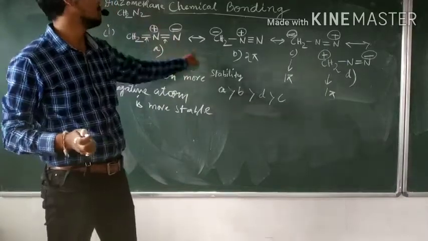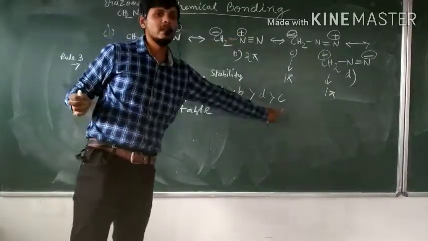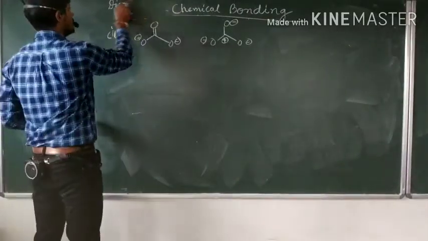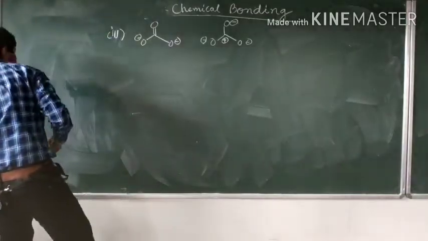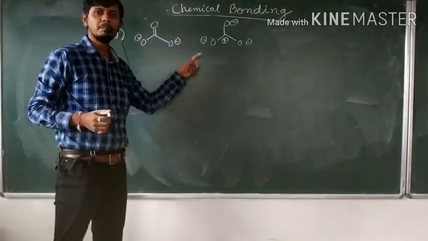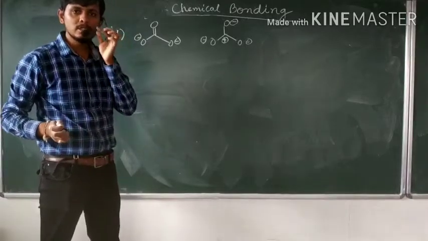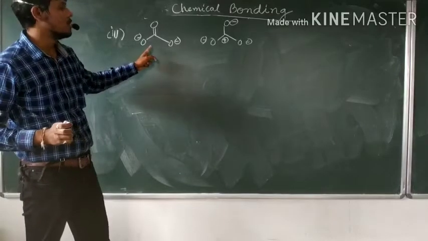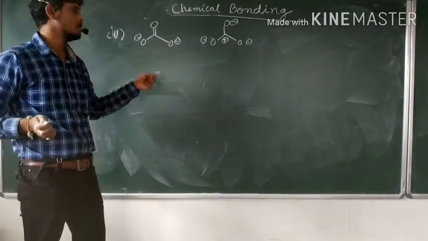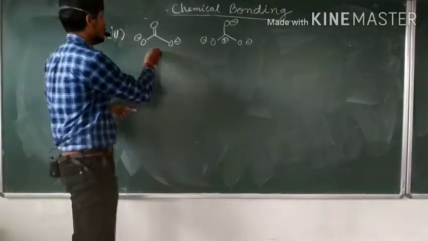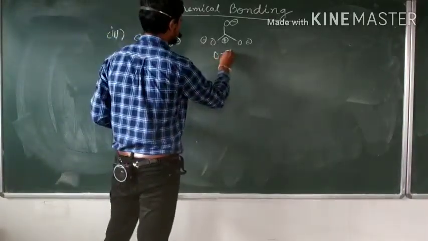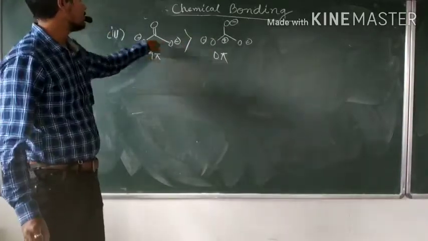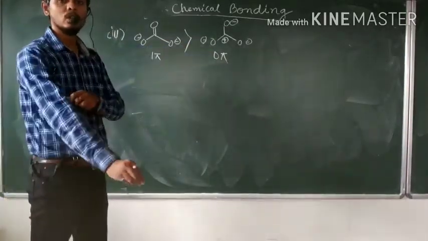From the third rule, we got the order of stability. Again, let us see these two structures. The question is, which is the major contributing structure? The structure which is more stable is the major contributing structure. Now, how to find? Use rule 1. Check the number of pi bonds. Here I have 1 pi bond, here I have 0 pi bonds. More pi bonds means more stable, so this is more stable than this one. That means this is the major contributor.